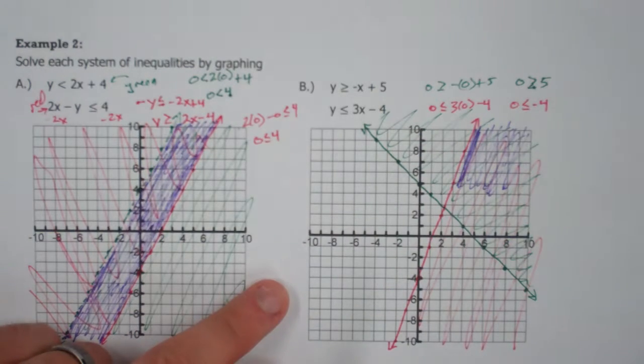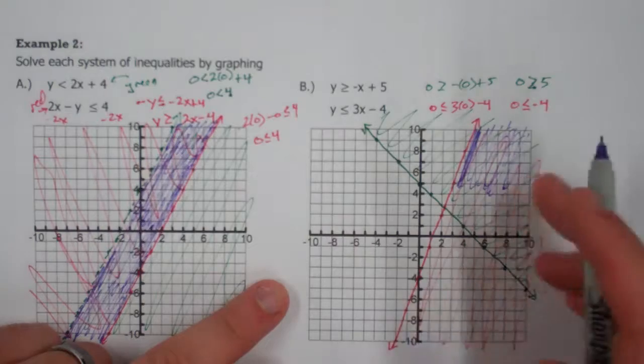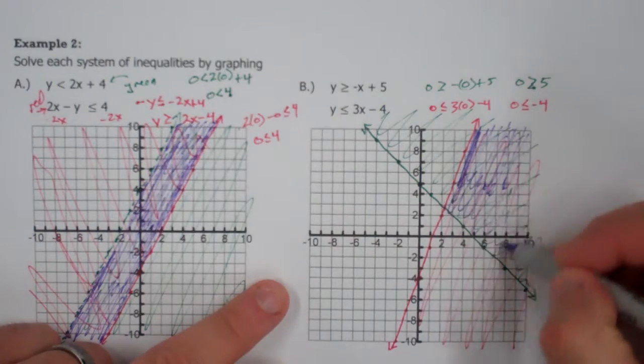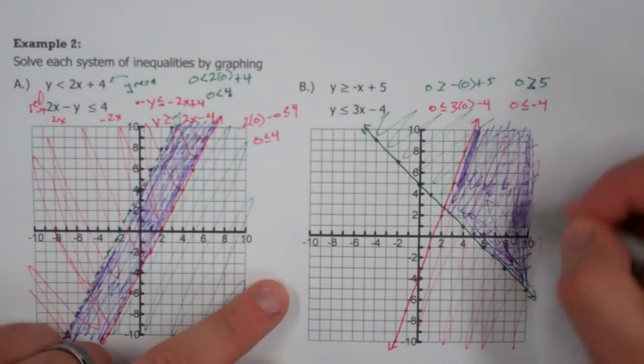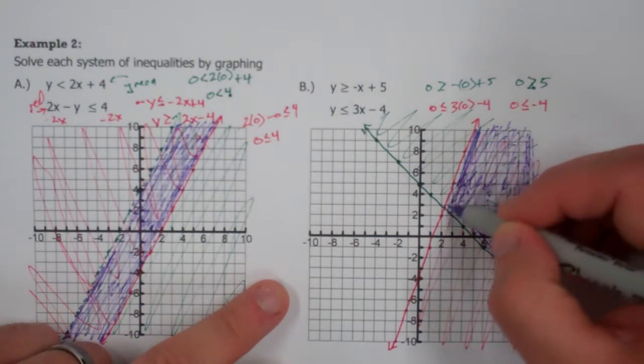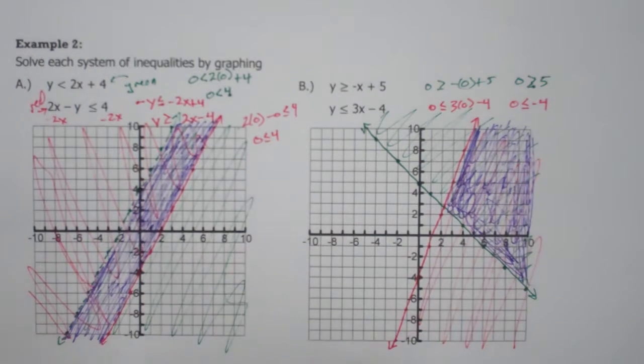Here, this part, it just works for the green one, but not the red one. Here, it just works for the red one, but not the green one. And only in that double shaded area is where it's going to work for both of them. So do a good job, shade that in. If you're using pencil, do it nice and dark.